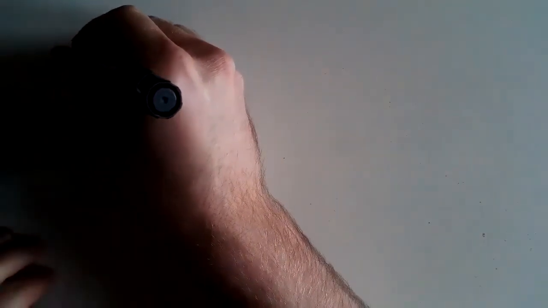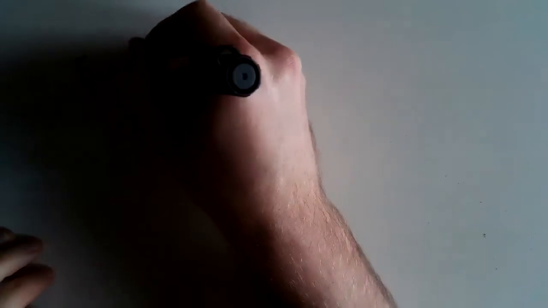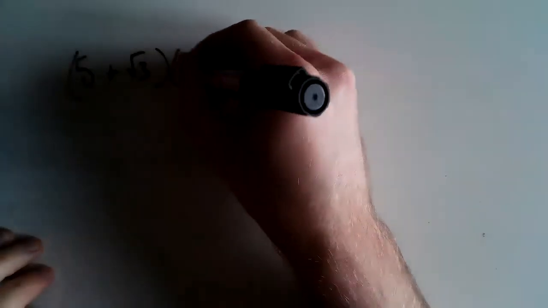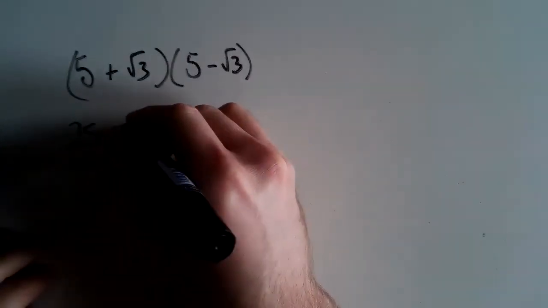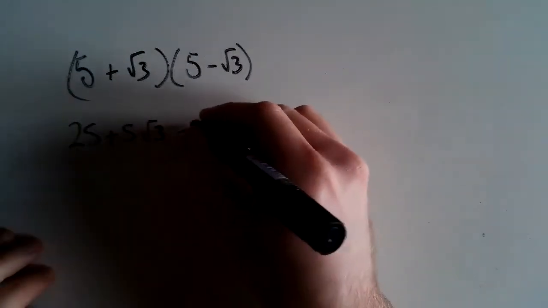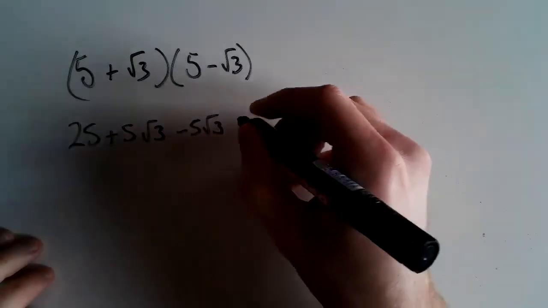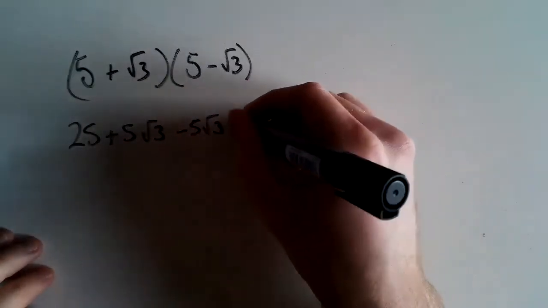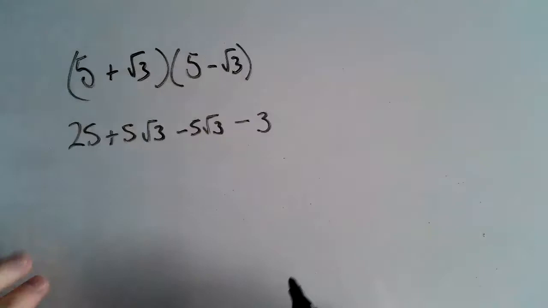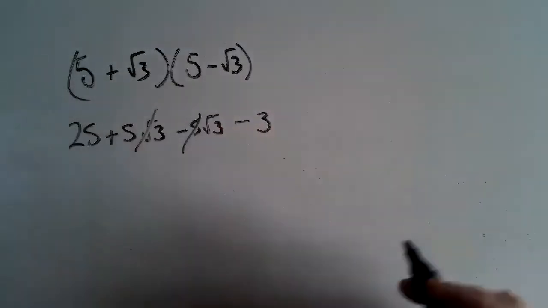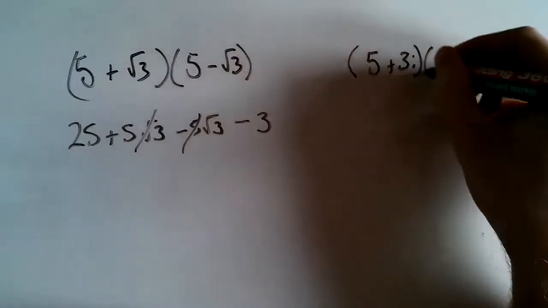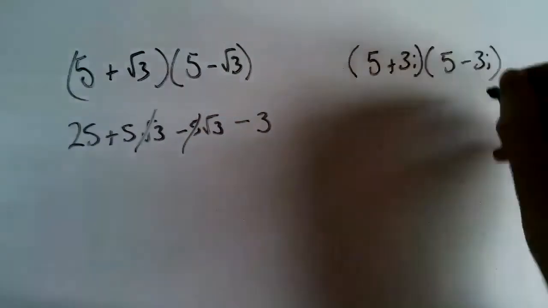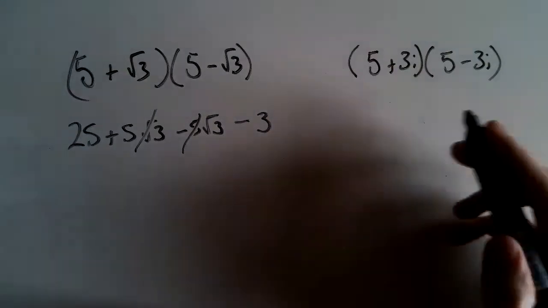Because we know why that was useful with surds, because 5 plus root 3, when we times it by 5 minus root 3, we got 25 plus 5 root 3 minus 5 root 3 minus 3. And these two bits cancel out. Well, let's look what happens when I have 5 plus 3i and 5 minus 3i. So a complex number times its complex conjugate.